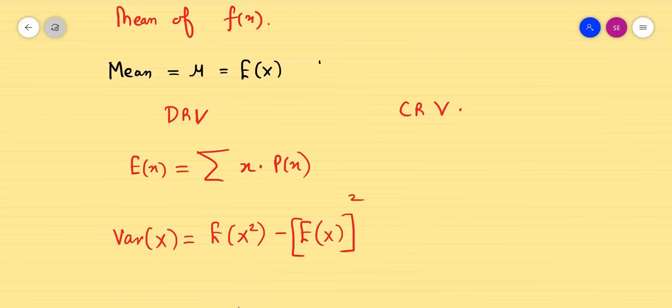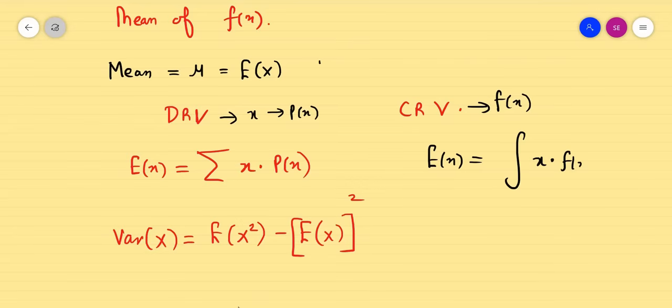Now, in a continuous random variable, what can you expect? The same thing, E of x. Instead of multiplying and adding, because for a continuous random variable we have a function. For a discrete random variable, we have x and the corresponding probability of x. So here, x into f of x dx, from minus infinity to infinity.